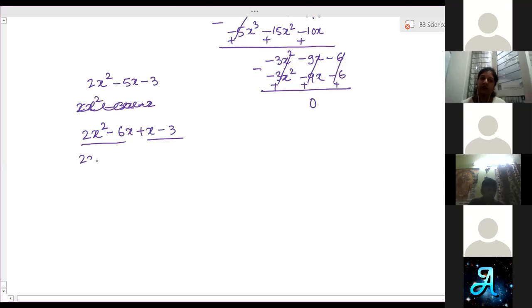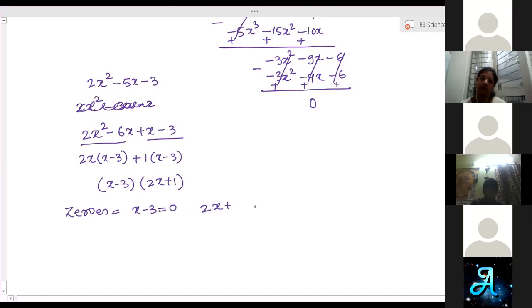Factorize 2x² − 5x − 3 into (x − 3)(2x + 1). So you have two factors, x − 3 and 2x + 1. These are the factors, so now we need to find the zeros. Equate both of them to 0.